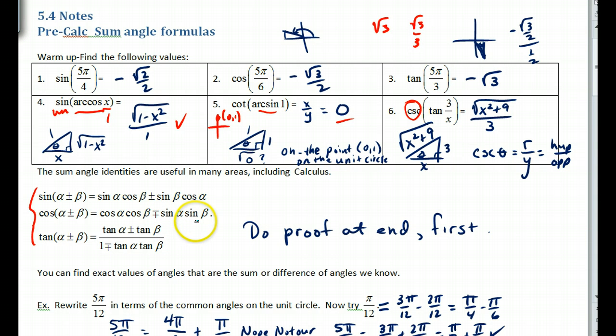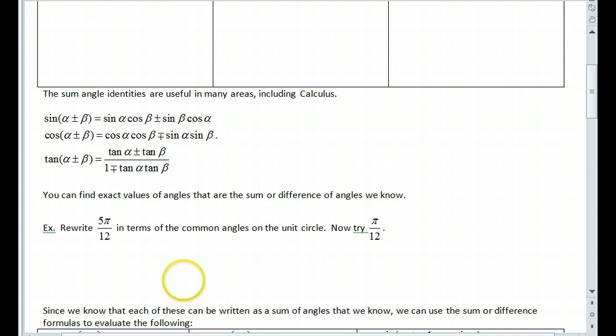And so this is the formula for the cosine sum angle identity. Tangent sum angle identity is this one. I don't have any good tricks for this one, but you just have to kind of remember that one. All right. Find exact values. So what we can do now is find the exact values of angles that are the sum or difference of angles that we know. Right now, you're going to be given angle measurements that aren't those nice angle measurements that we've known before.